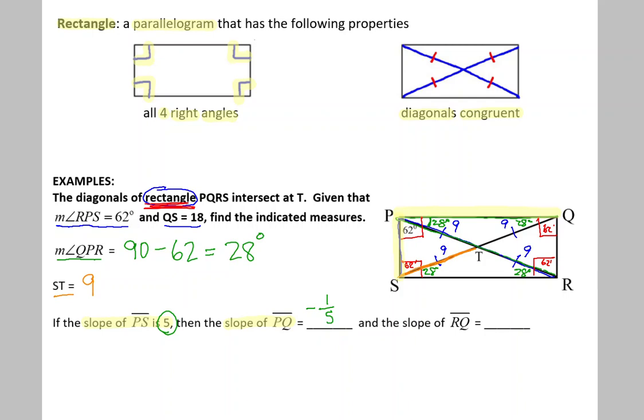How about the slope of RQ? Let's use a different color for that. RQ, this one right here, is going to have the same exact slope as PS. So whatever that slope is, this slope is the same, and therefore this slope is also 5.